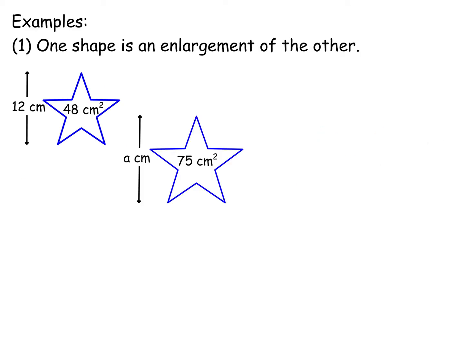Here's an example. This star of area 48 has been enlarged to area 75. 12 has been enlarged to A. We want to figure out A, so A is the image. The area scale factor is image over original, 75 over 48. Simplify that fraction. 3 into 75, 3 into 48 becomes 25 over 16. That's the area scale factor.